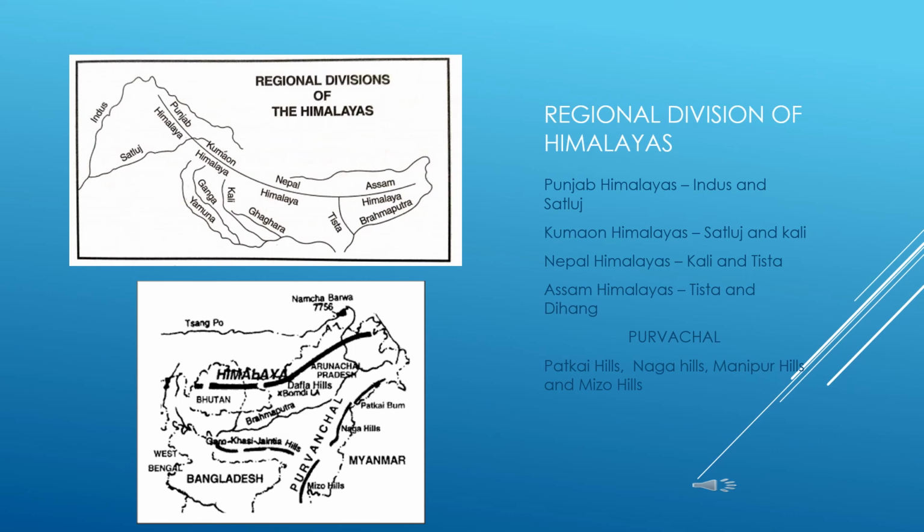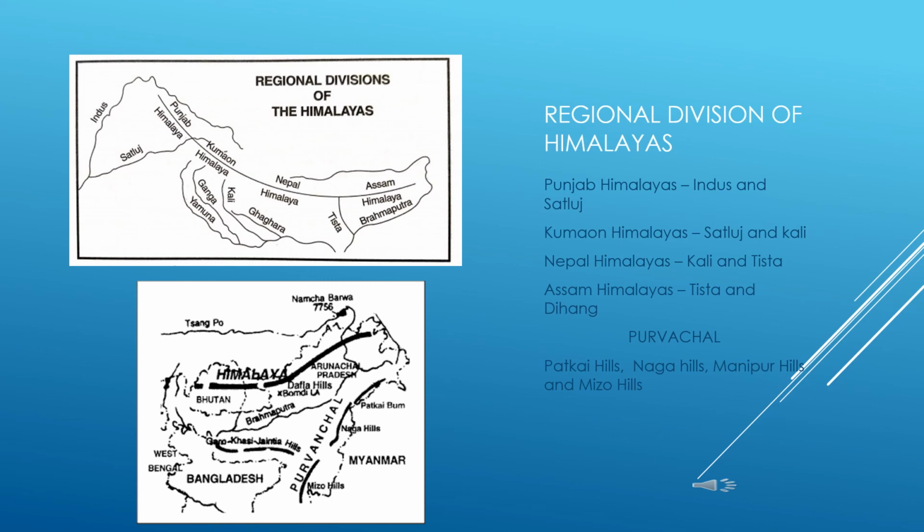For example, the part of the Himalayas lying between the Indus and the Satluj has been traditionally known as the Punjab Himalaya. But it is also known regionally as Kashmir and Himachal Himalayas from west to east respectively. The part of the Himalayas lying between the Satluj and the Kali river, we call the Kumaon Himalaya.